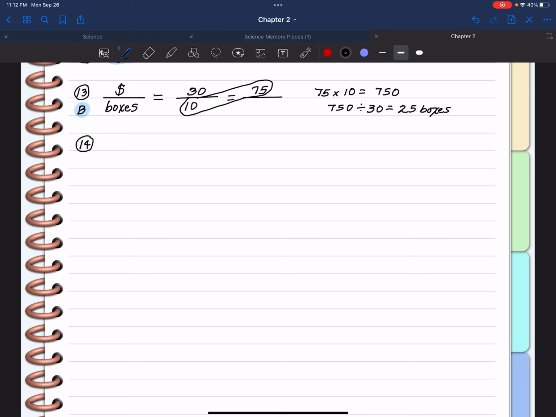Number 14. Mr. Thomas is sketching a scale model of a park. The length of the park is 500 yards and the width of the park is 200 yards. So here's the actual park.